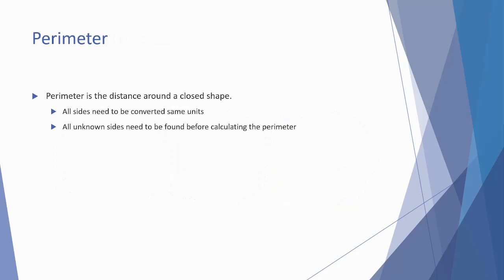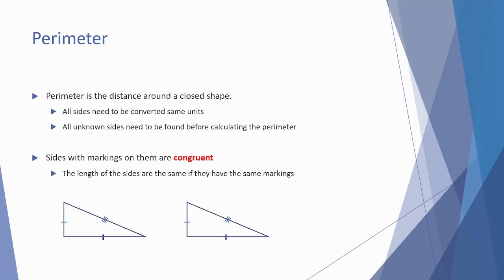Now, perimeter is the distance around a closed shape. So all sides need to be the same units, and all unknown sides need to be found before we calculate the perimeter. Any sides with markings on them are called congruent. Now, if they've got different number of markings, they are different to each other. But if they've got the same number of markings, they're the same length as the other sides with those markings.